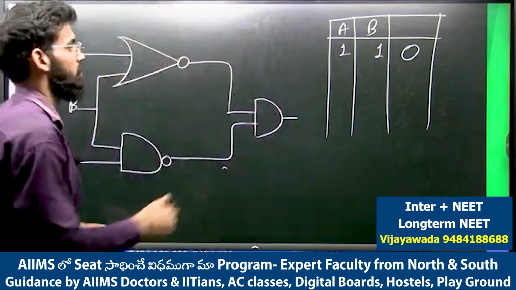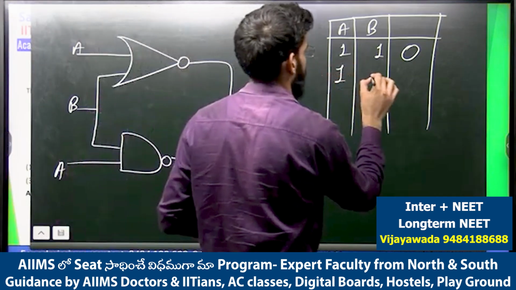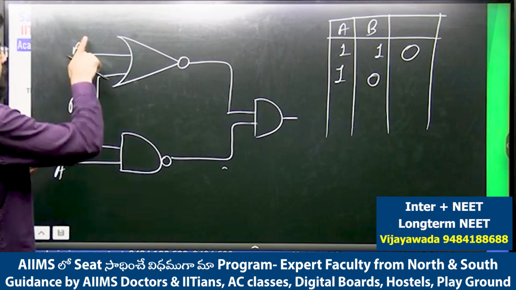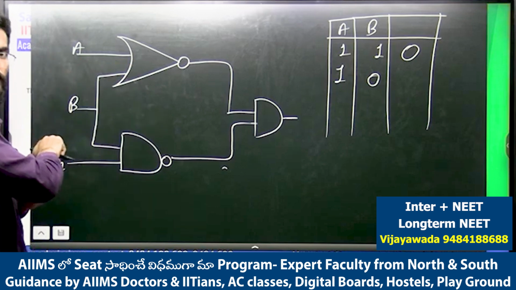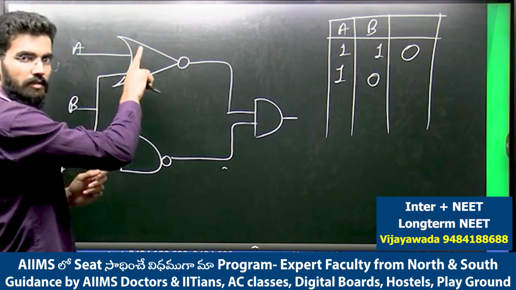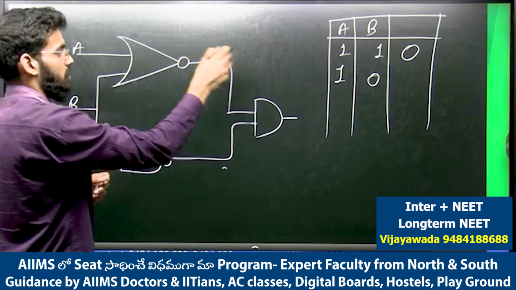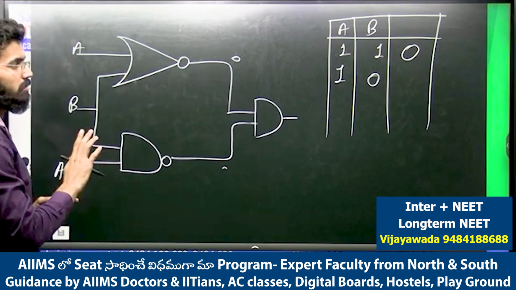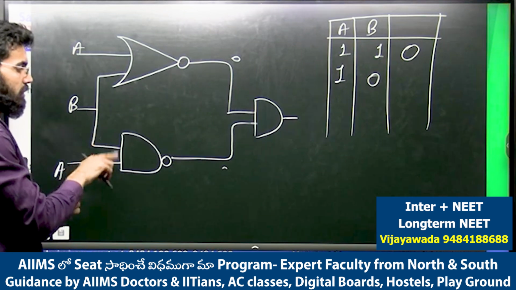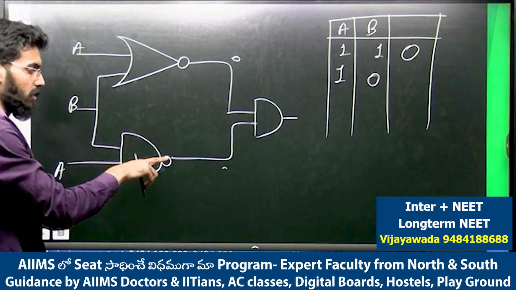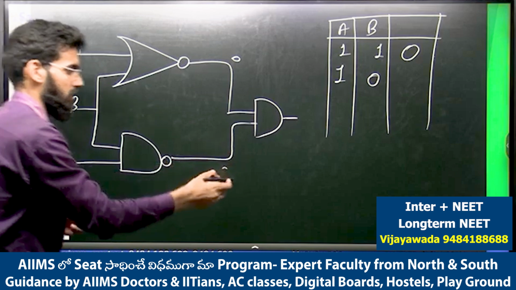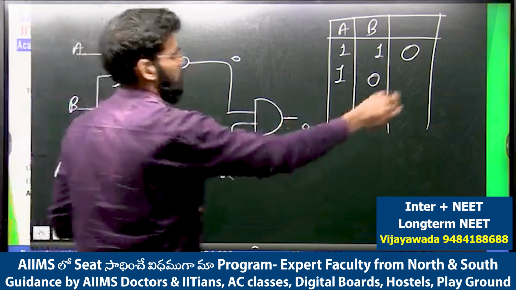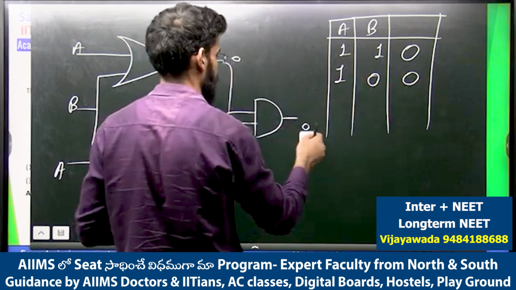Next, let's take A as 1 and B as 0. 1 and 0 in the OR gate is 1, but NOT is there, so 0 comes out. Here in the AND gate, 1 and 0 gives 0, but NOT is there, so 0 becomes 1. Then 0 and 1 in the AND gate gives 0. So this answer is also 0.